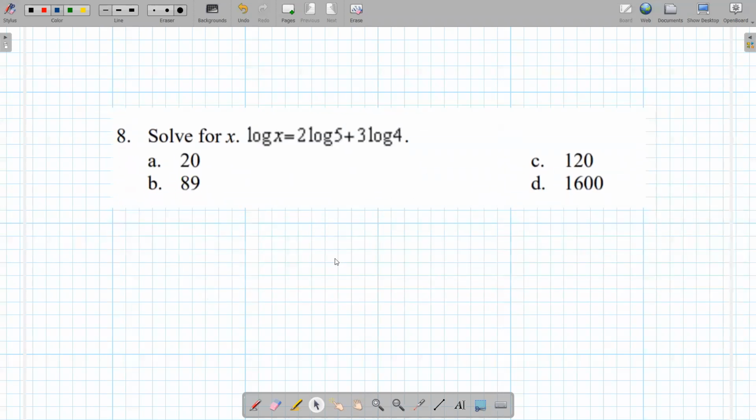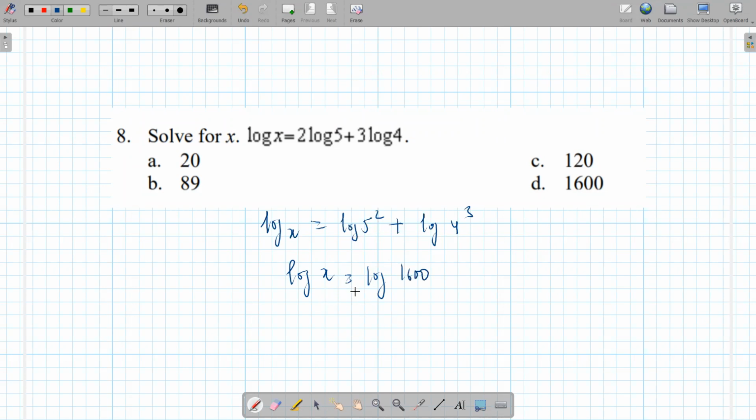All right, here. Again, don't cancel those logs. Would you do log 5 to the power of 2 and then log 4 to the power of 3? Yeah, exactly. So log x equals log of 5 squared plus log of 4 cubed. Now you want to combine these two. So you have log of x equals log of 25 times 64, log of 1600.